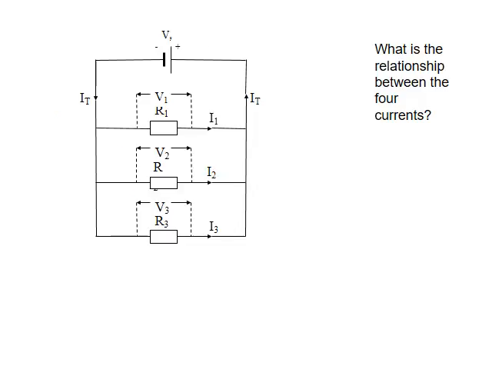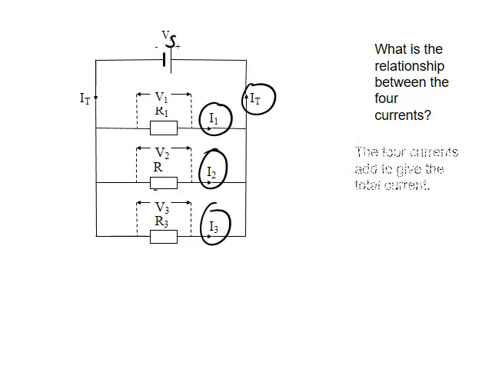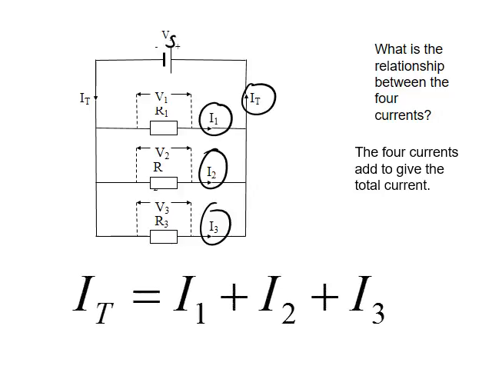So, if we combine this all together, making sure you can see Vs there, the total voltage of the system, what is the relationship between the four currents here? It's in parallel, so the currents must add to give the total current. So IT equals I1 plus I2 plus I3 because it's a parallel circuit. This is all going somewhere, trust me.